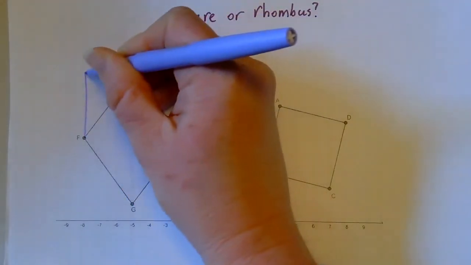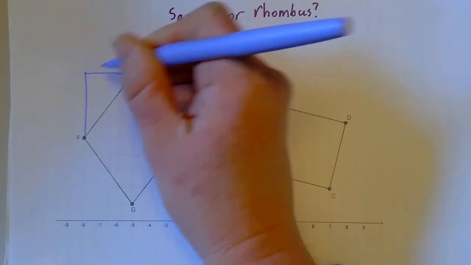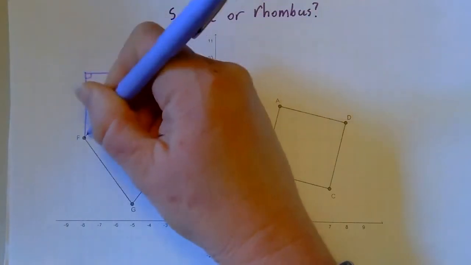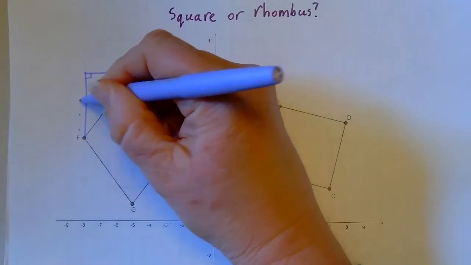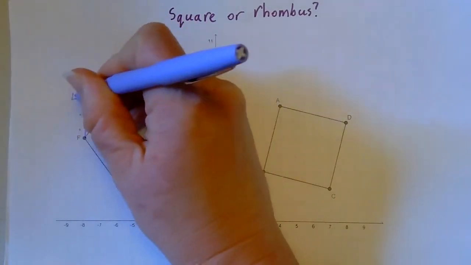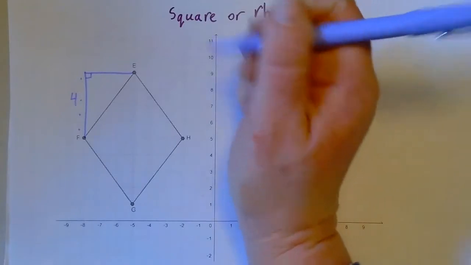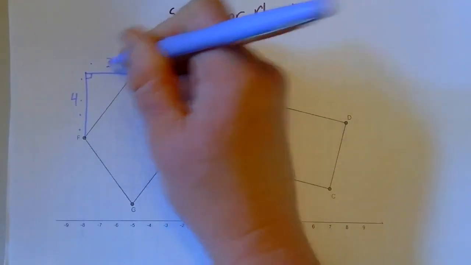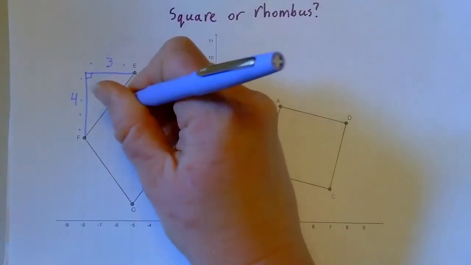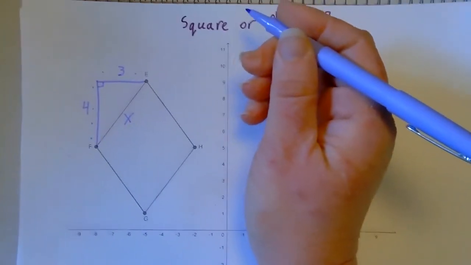I'm going to draw triangle legs at a right angle, which I can do because this is on grid lines, and count the spaces. 1, 2, 3, 4 spaces. So that leg has a length of 4. 1, 2, 3 spaces. That leg has a length of 3. So if this is x, I can use the Pythagorean theorem.